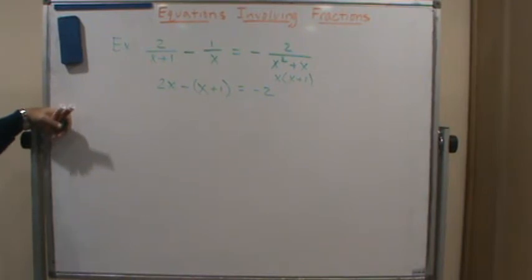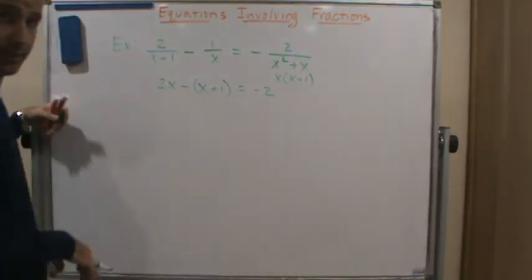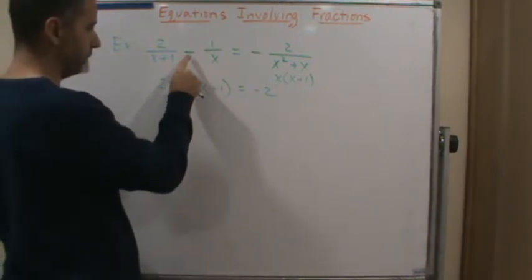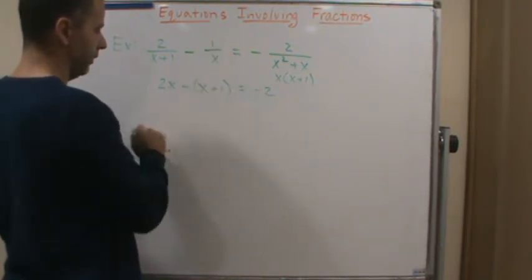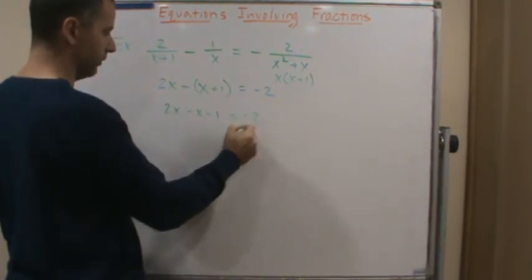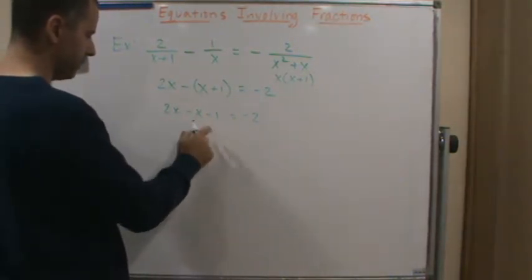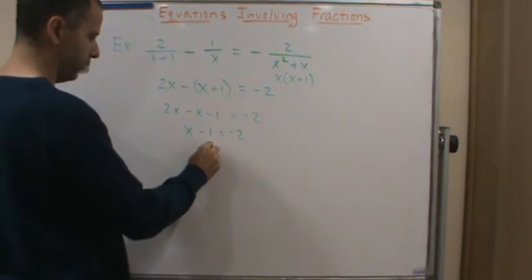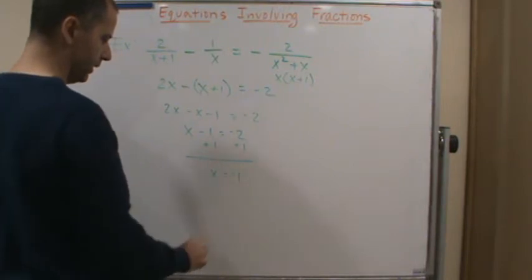Now if this is going too fast, then do your intermediate steps like I've been doing in the last several videos. So now, be careful. We had a subtraction here. That's why I put this in parentheses, because we're subtracting this whole thing. So this becomes 2x minus 1 equals negative 2. Now we want to solve for x. This gives us x minus 1 equals negative 2, and if we add 1 to both sides, we get x equals negative 1.